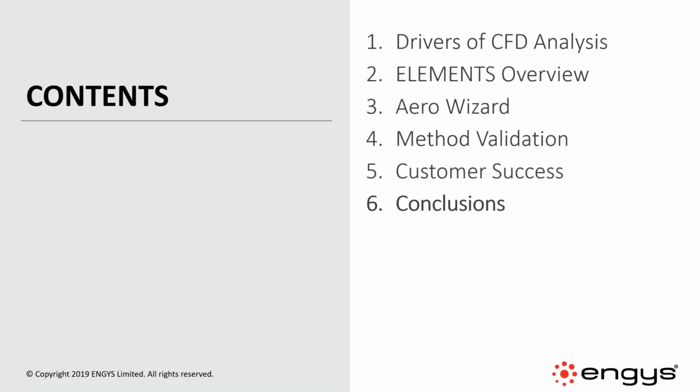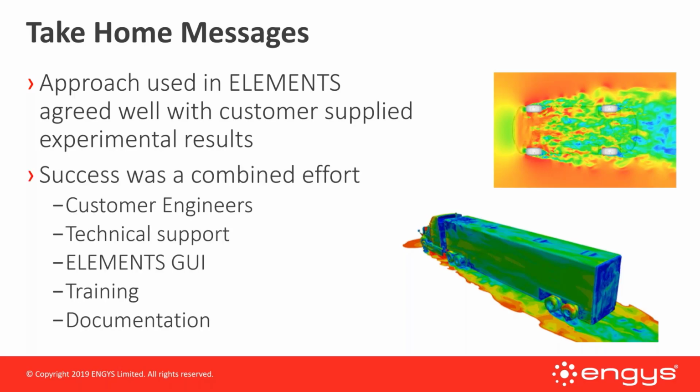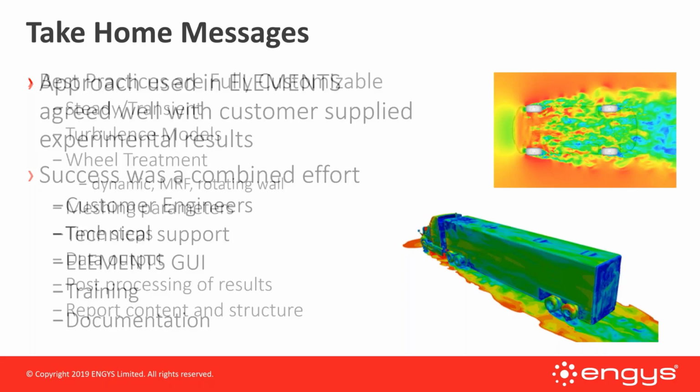Okay, so some conclusions, some take-home messages. The approach used in Elements agrees well with customer supplied experimental results. It also agreed well with the test matrix that had over 200 different configurations on many different vehicle shapes and types that were performed by the Auto Research Center. And the customer success stories were a combined effort of the customer engineers, the technical support, the GUI, the training that users received in order to use the GUI properly, and then also the documentation.